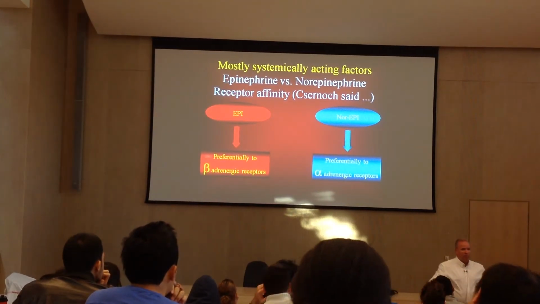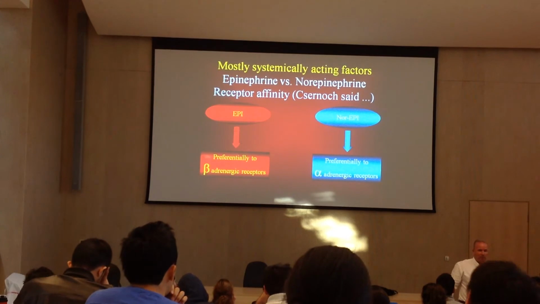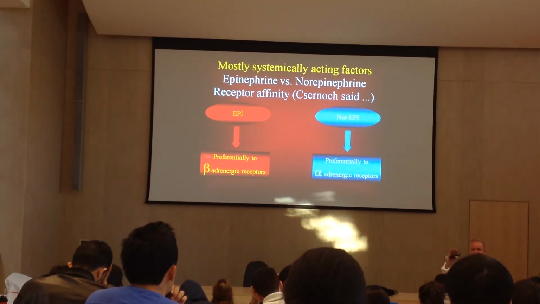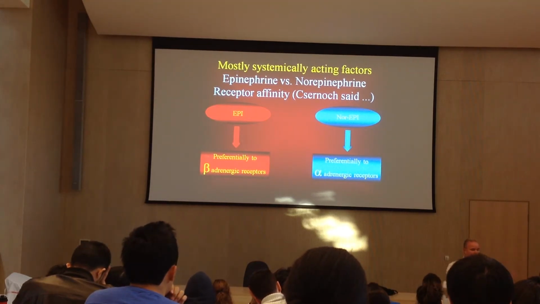So low concentrations of epi, preferentially beta, almost exclusively. Low concentrations of norepinephrine, preferentially alpha, almost exclusively. High concentration of epi and norepinephrine, activating both. Now the trick is the following.